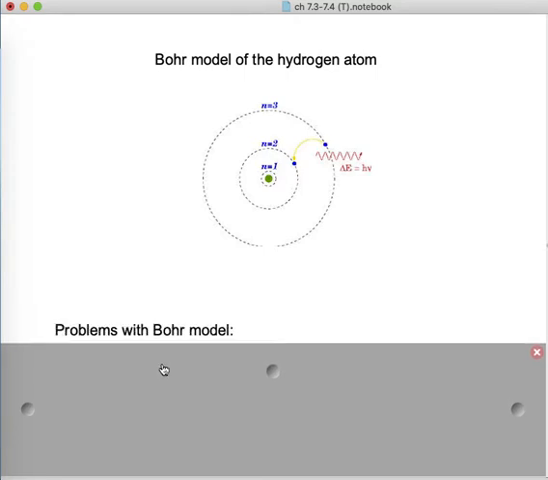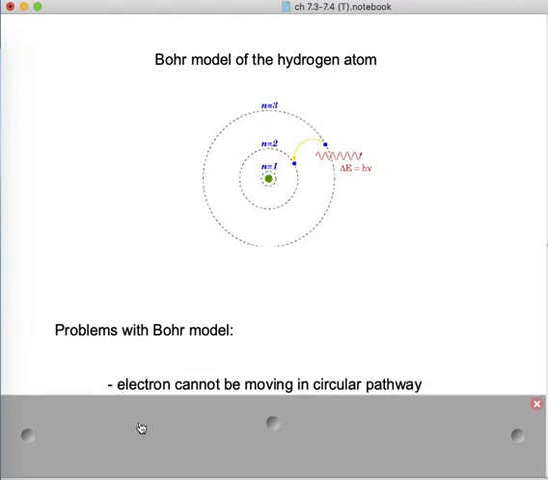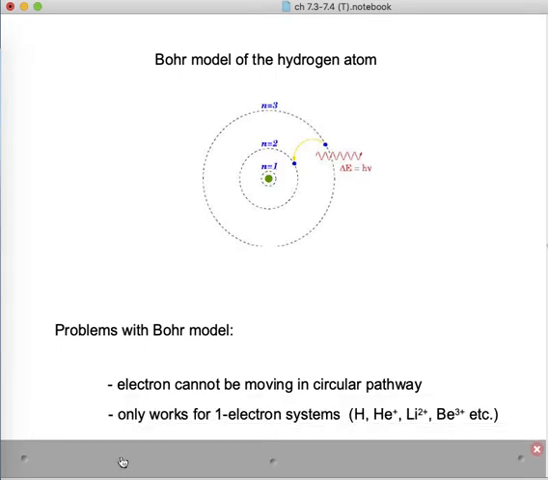Now, the problems with the Bohr model were, first of all, we know from classical physics that the electron cannot be moving in a circular pathway. If it were, it would be continuously giving off electromagnetic radiation, which we don't see. Bohr knew this, but he forged ahead anyway. The other problem was that although folks worked on this for a long, long time, he could only come up with a quantitative model that worked for a one-electron system, that is a two-body problem, for example, the hydrogen atom, the helium monocation, the lithium dication, etc. So why do we still teach the Bohr model? Well, even though qualitatively it was incorrect for the hydrogen atom, it was absolutely correct quantitatively.